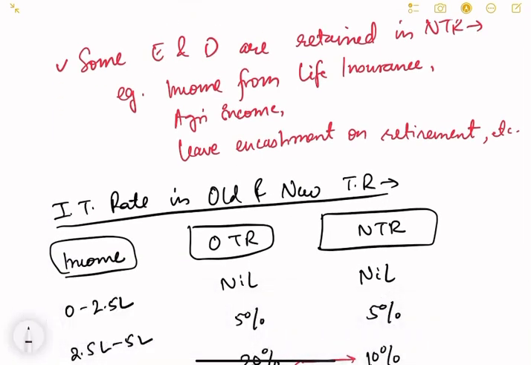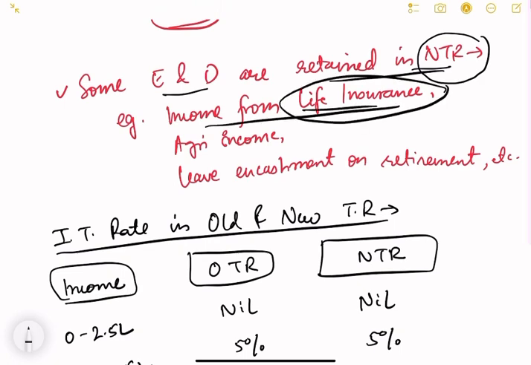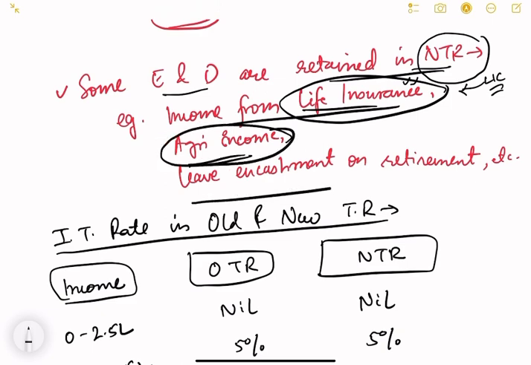Now some exemptions and deductions are retained in the new tax regime. For example, income from life insurance. If you are getting some income from life insurance, for example, you have invested in LIC and now you are getting that money back, that income is not taxed. Agriculture income is still exempted from income tax, and leave encashment on retirement is still exempted from income tax. So these are some exemptions and deductions which are still retained in the new tax regime.